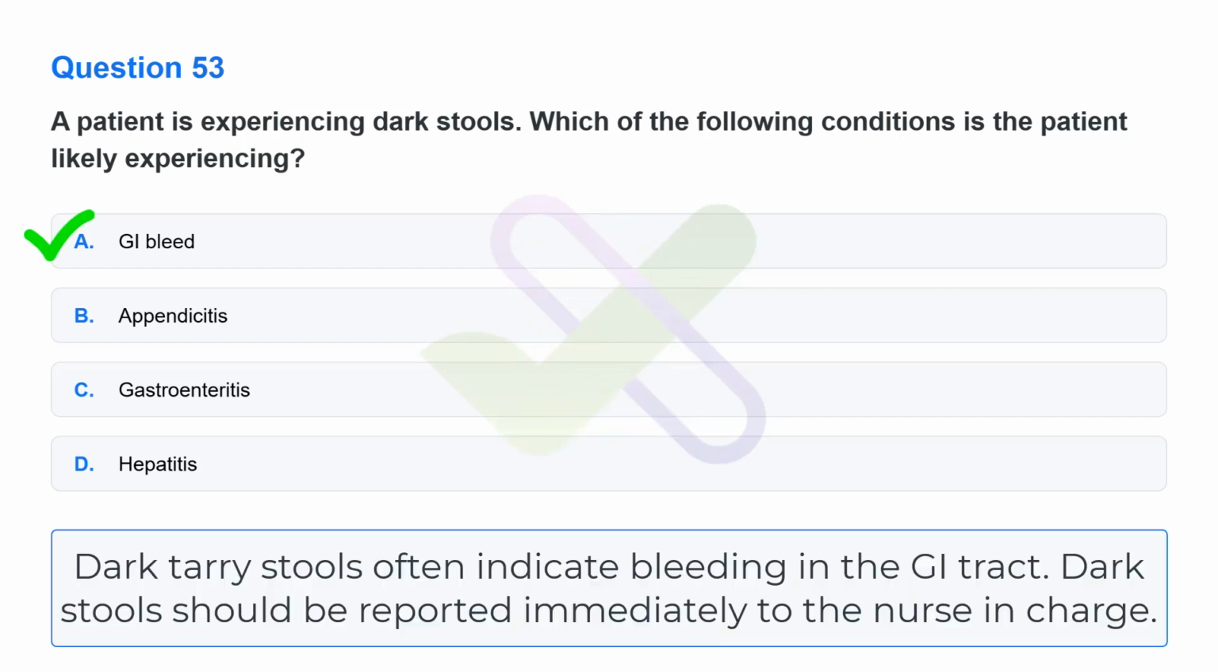Correct answer, A. You bleed. Dark tarry stools often indicate bleeding in the GI tract. Dark stools should be reported immediately to the nurse in charge.